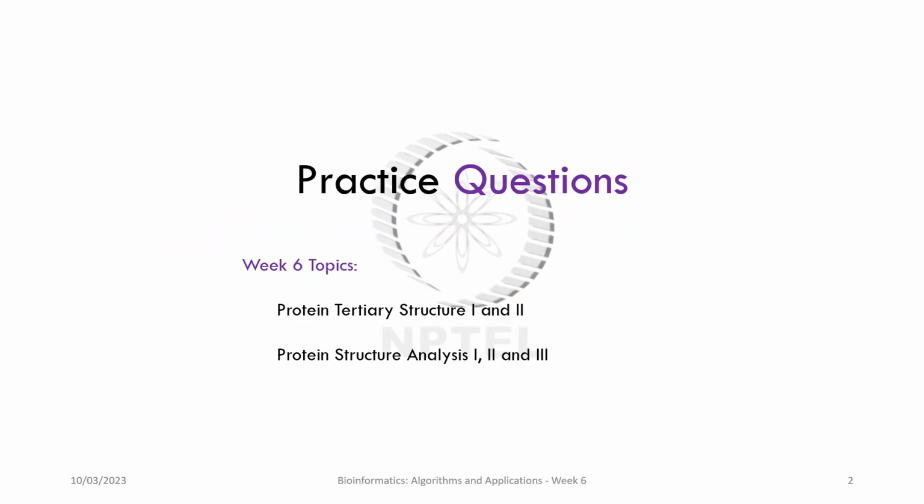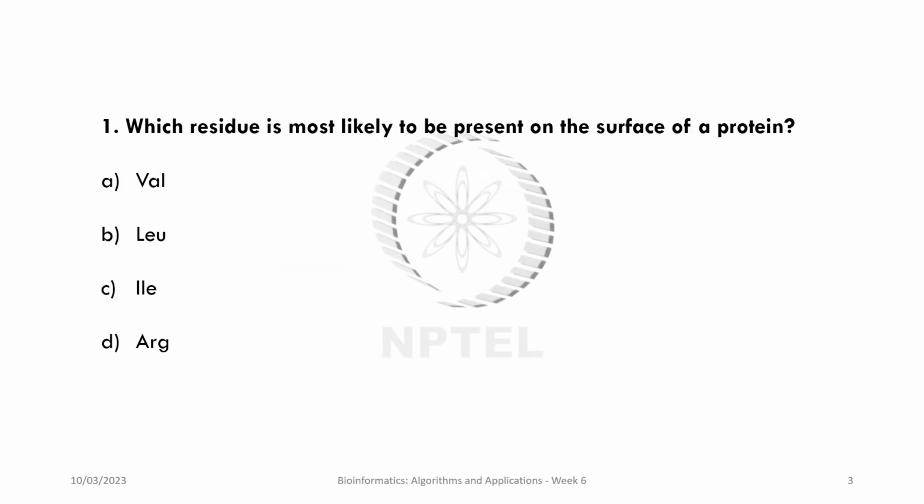So let's start with the topics for week 6. The practice questions will be based on the lectures titled Protein Tertiary Structure 1 and 2 and Protein Structure Analysis Part 1, 2 and 3. So let's start with the first question.